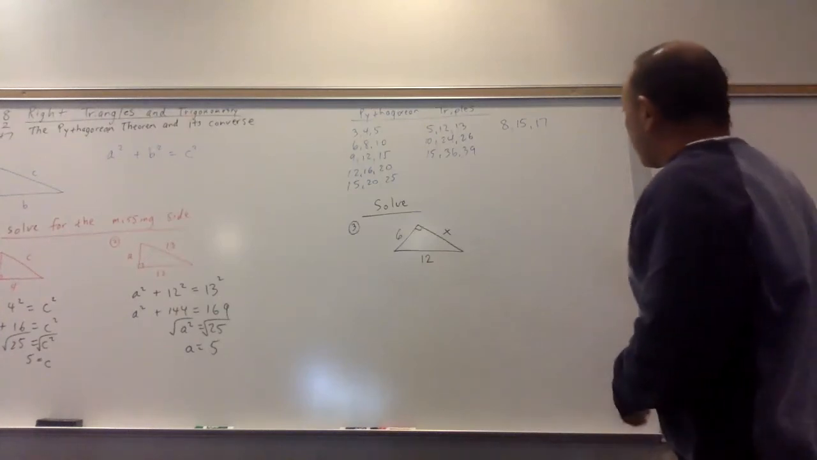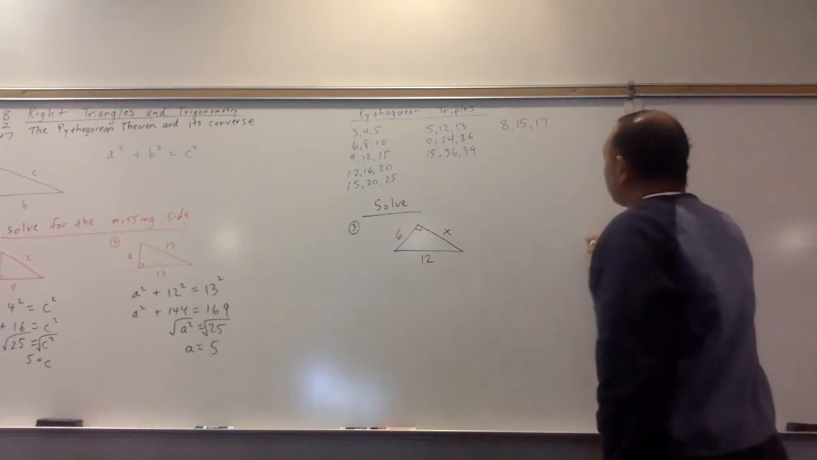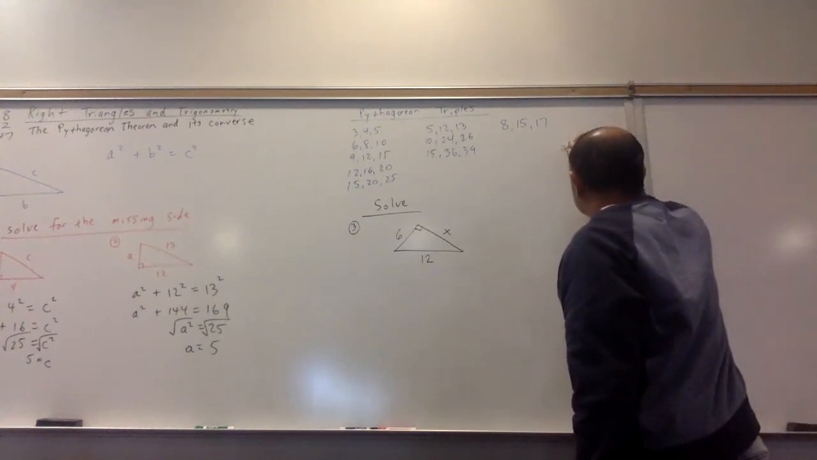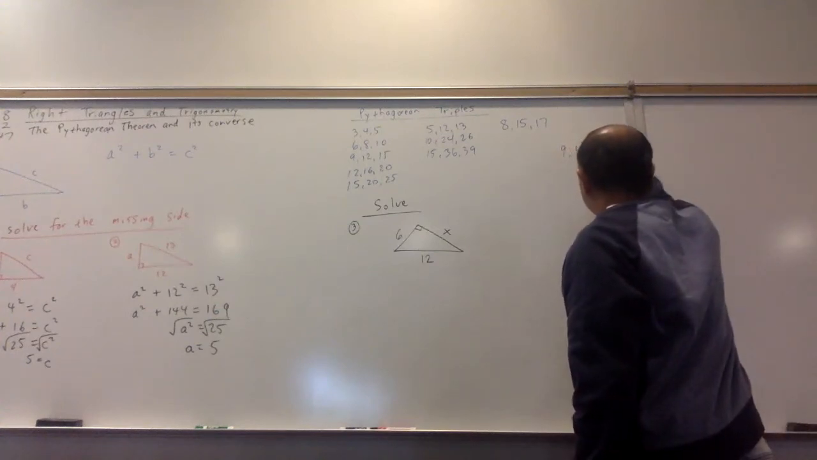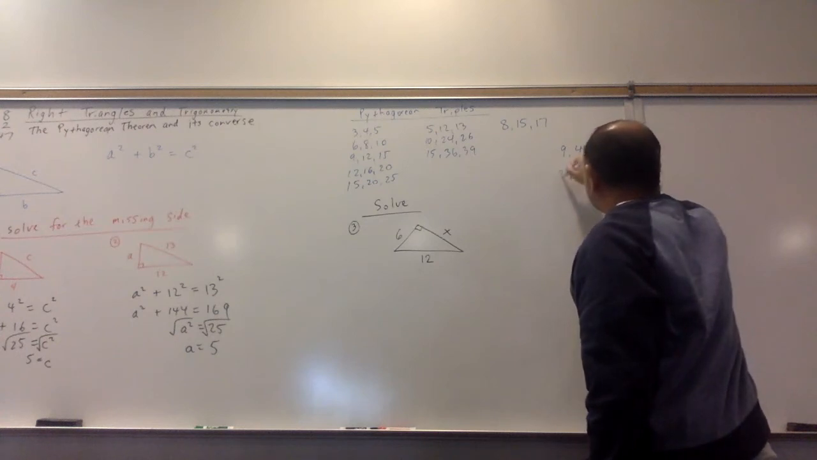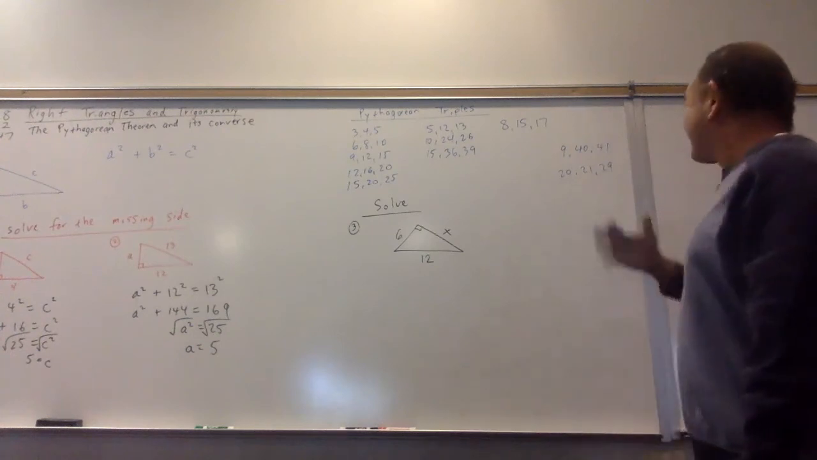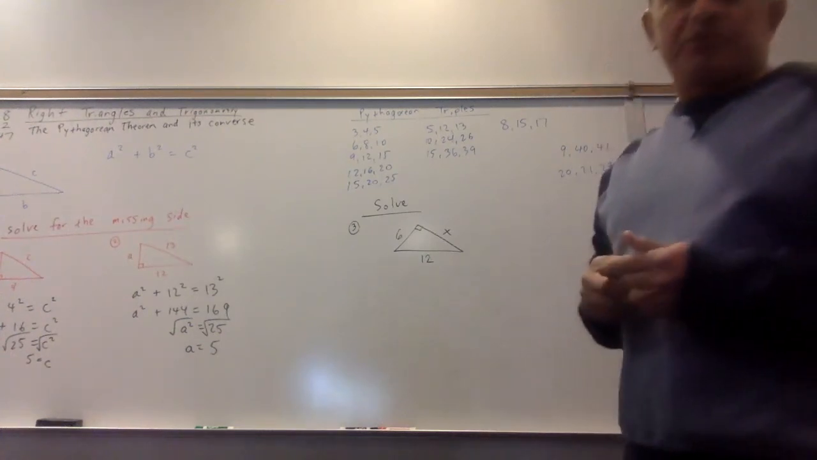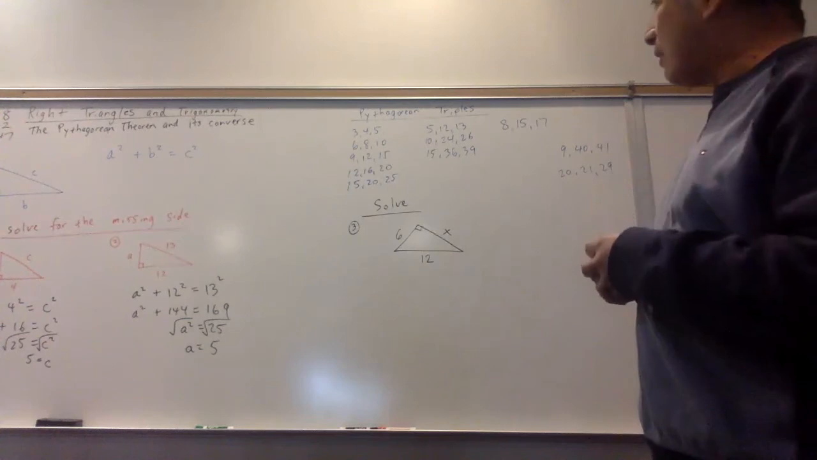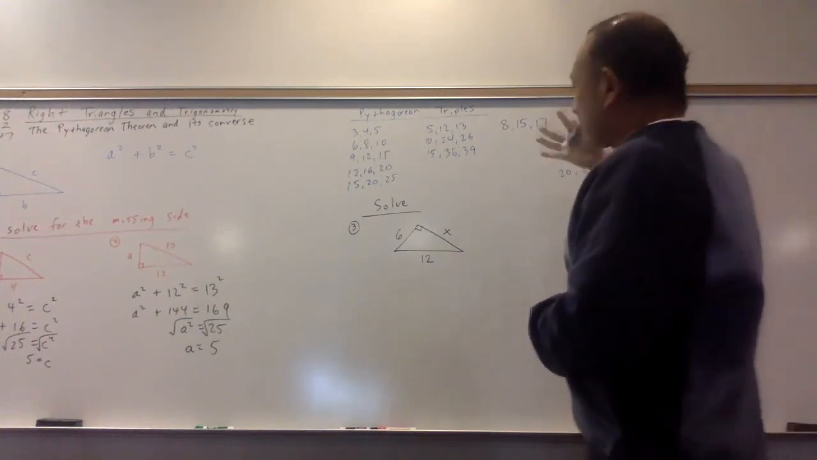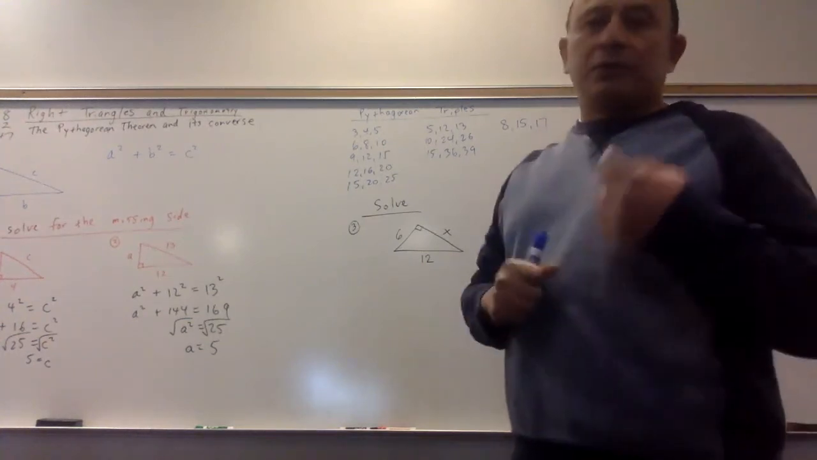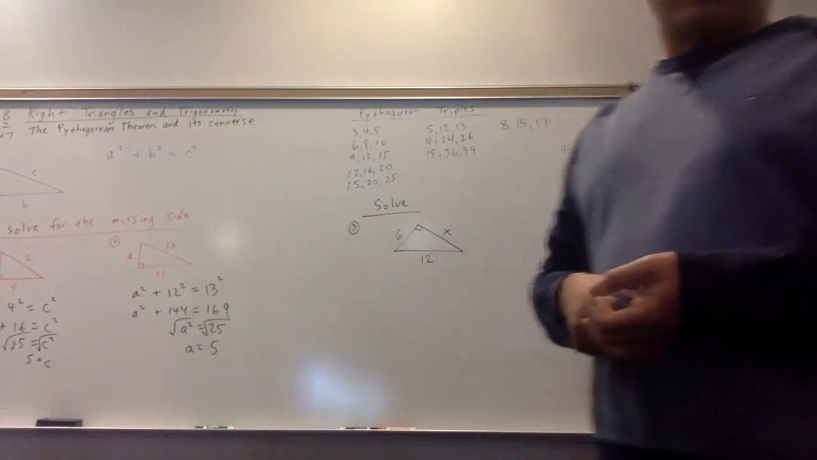All right, let me just add a couple others that are different. 9, 40, 41, and 20, 21, 29. There's others too, but the real big numbers usually don't come up very often at all. And like I said, if you don't know the triples, it's not essential. All you do is work it out with the Pythagorean theorem and solve it that way.